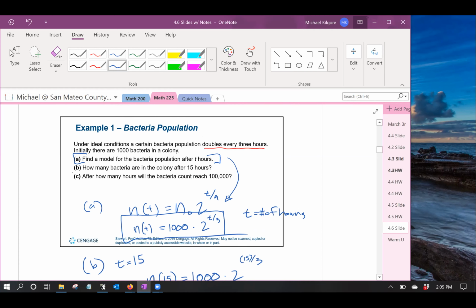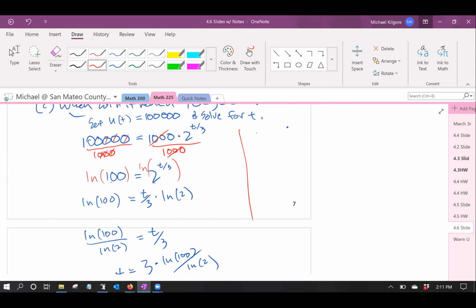And I told a cute story about the log monster. Really, this is what we did. First, we divided by 1,000 on both sides. We take ln of both sides, and that lets us bring the exponent down as multiplication, aka the log monster poops exponents. And what did we do? Then we divided by ln 2 and multiplied by 3. And that's how we got this answer.